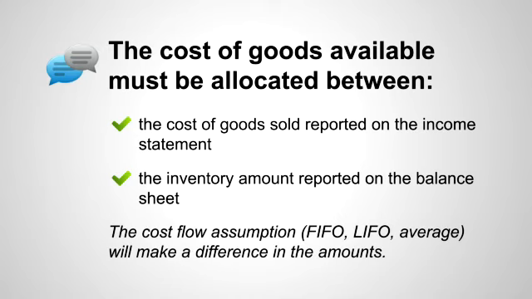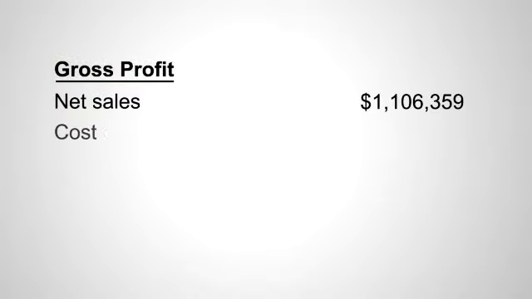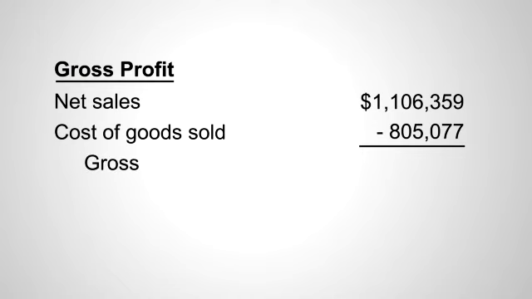So that FIFO, LIFO is going to impact two statements, as we can see, income statement and the balance sheet. Okay, going back to the income statement, the third line down says gross profit. So sales minus cost of goods sold is the gross profit. And that's got to be big enough to cover all the selling and other expenses if we expect the bottom line to be a profit.